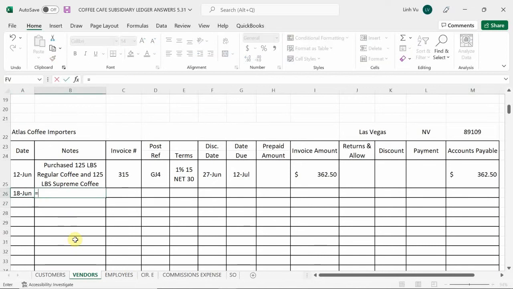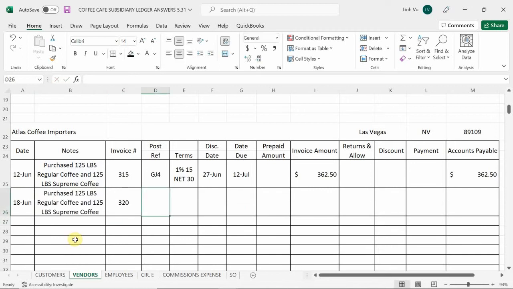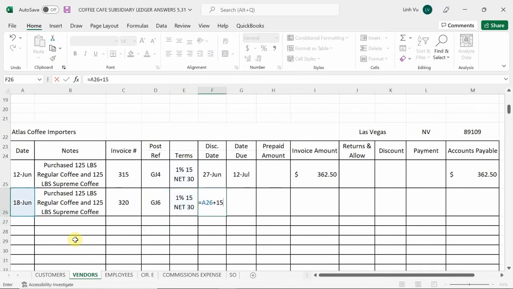And we purchased 125 regular, so just copy that over. Okay. This one's Invoice 2020. Page 6. Same terms. Discount date would be the 33rd of June, which would be translated into the 3rd of July. Yeah. Good. And then, of course, 30 days from now will be.